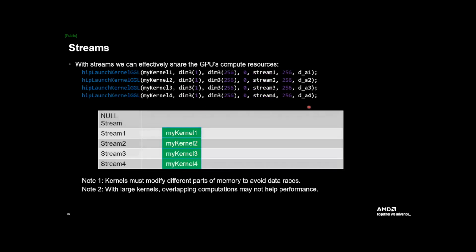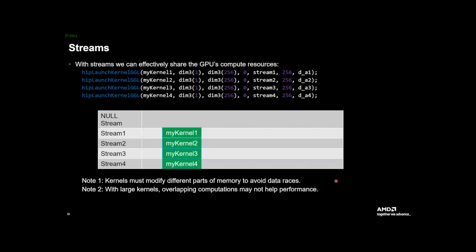Now, if I add stream 1, stream 2, stream 3, stream 4, I give them the opportunity to overlap. Here they overlap perfectly and they are equal. Of course, the case can be different. Kernels must modify different parts of memory to avoid data races. You cannot access the same memory from different kernels.